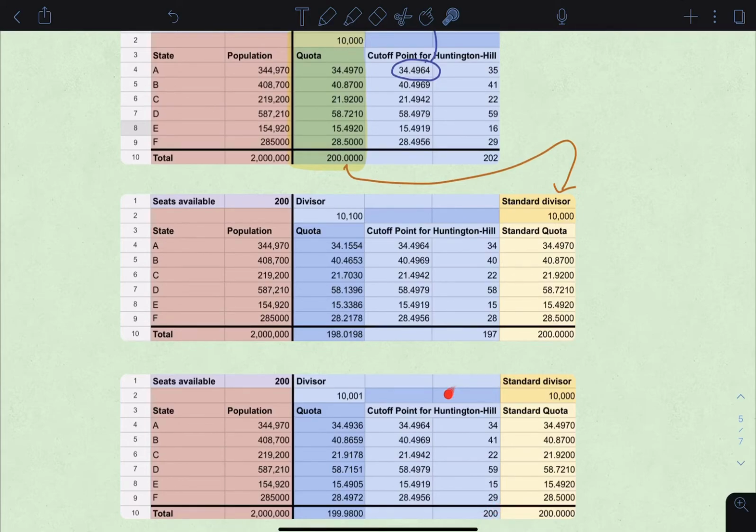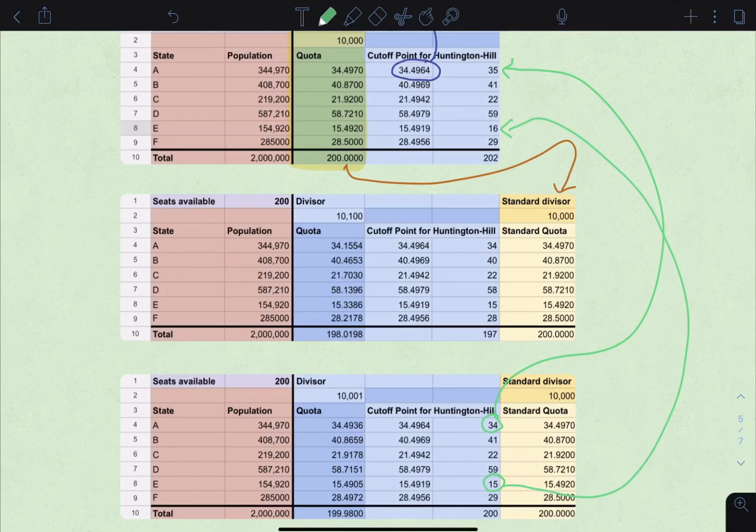You can see the difference between the original Huntington-Hill rounding and this result from having a divisor of 10,001 is that 2 fewer seats are apportioned, which is exactly what we needed to happen. So the seats apportioned now match the seats available. The difference is this is a 34 instead of a 35 in the original one. We can draw arrows to that. And also, it looks like this 15 is where the other change came from. So that is the Huntington-Hill method. It's still all about picking the appropriate divisor, and the difference between this method and Jefferson's, Adams', and Webster's method is just the rounding rule.